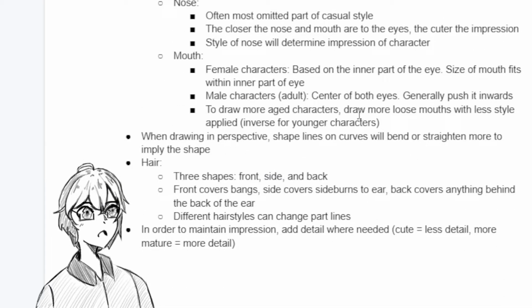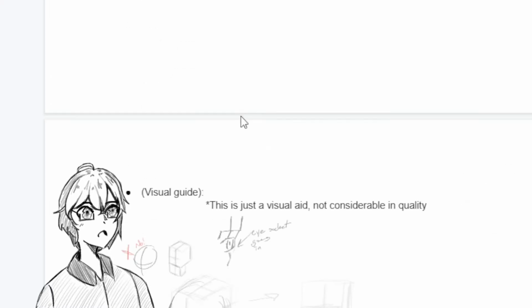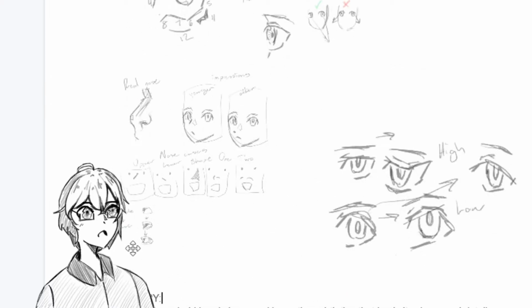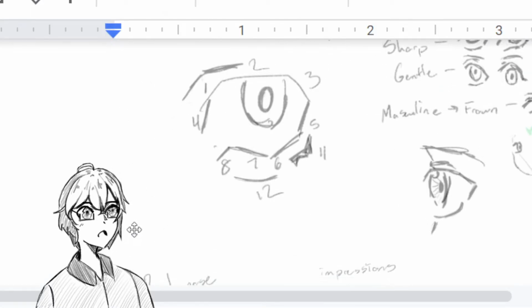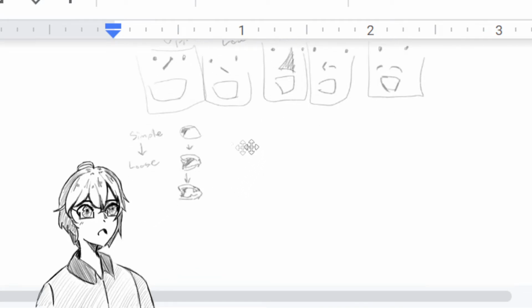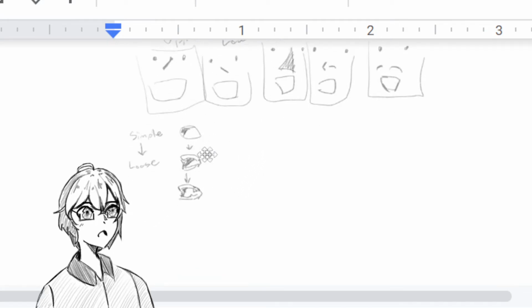And then to draw more mature characters, draw more loose mouths with less style applied, and the inverse for younger characters. So this is what's really meant by that, and these are more stylistic choices as well, just to note. As you can see, this is a very stylistic and simple mouth, so this is going to be really good for more childish characters, versus as you start adding more detail to the mouth, you're going to have a bit more of a mature look or a more realistic style to your mouths in general.